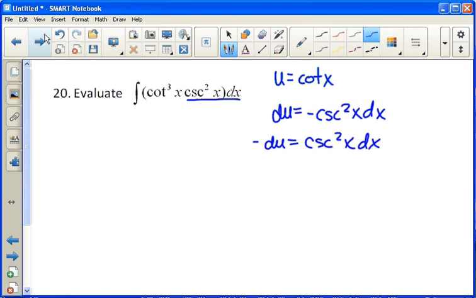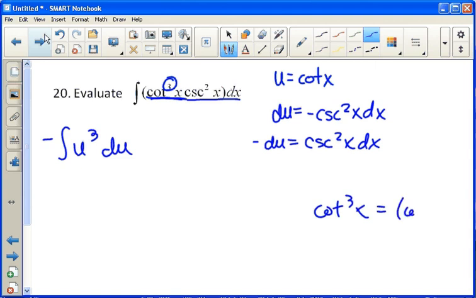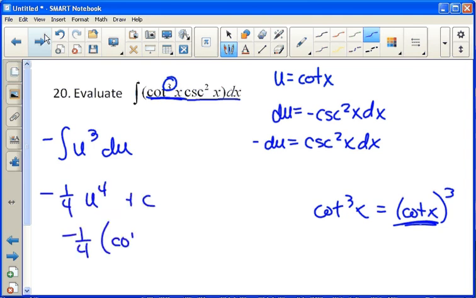Now I'm getting u cubed because I only took the cotangent out. I didn't use the cubed as part of my u. Remember, cotangent cubed x is the same as writing it as cotangent of x all cubed. It means the exact same thing. So we just used the inside part for our u and left the cubed. So now we do the antiderivative and get negative 1/4 u to the 4th plus c. So that's negative 1/4 cotangent of x to the 4th plus c. And you can write that 4th there, or if you prefer, you can write it there. So this is one way to write the answer, and this is an equivalent way to write the answer.